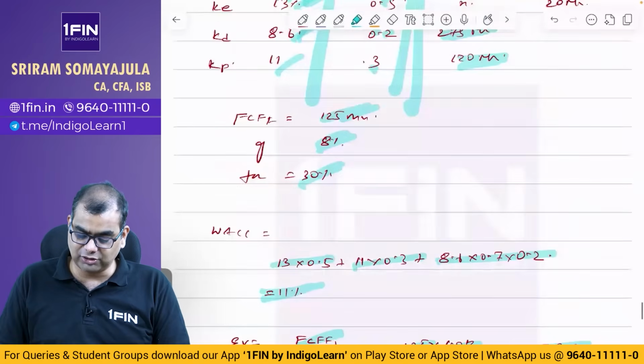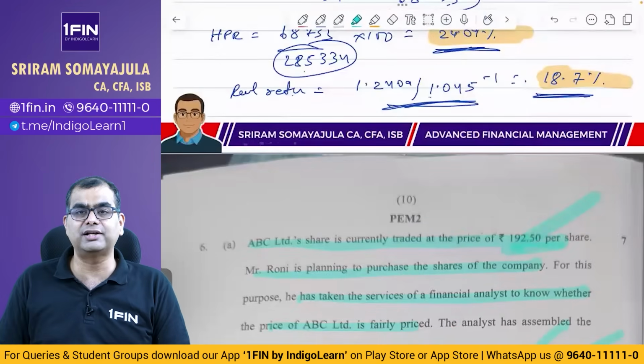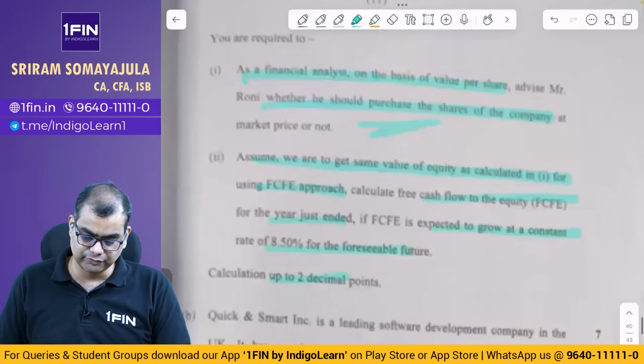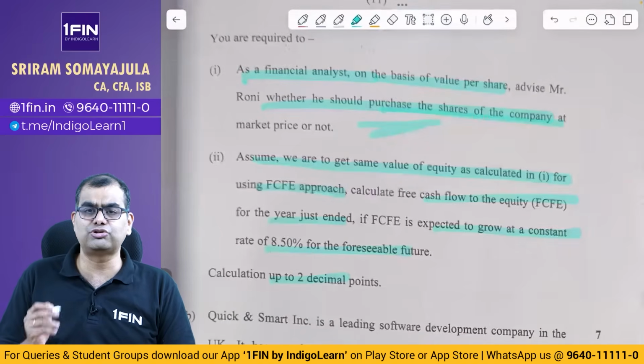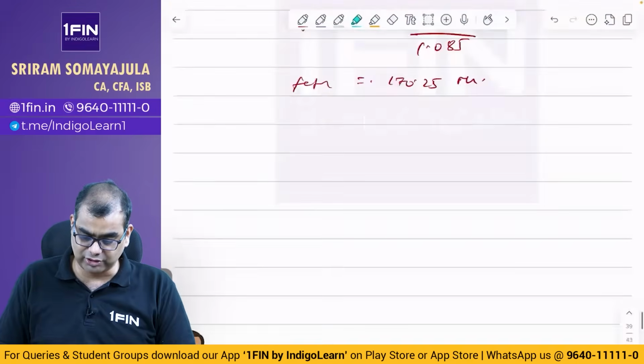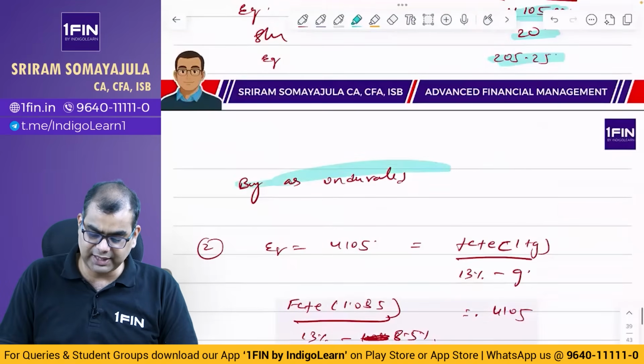What is the value currently it is trading at? 192. So is it a buy or sell? It's a buy, obviously. That is the question, right? What is the first part of the question? Whether you should purchase the share. Yes, you should purchase the share because it is at 202, whereas the market value is 192. So you have to basically write the statement: buy as it is undervalued.